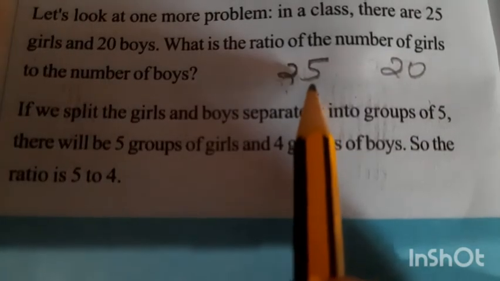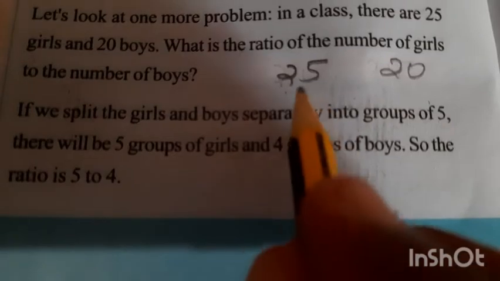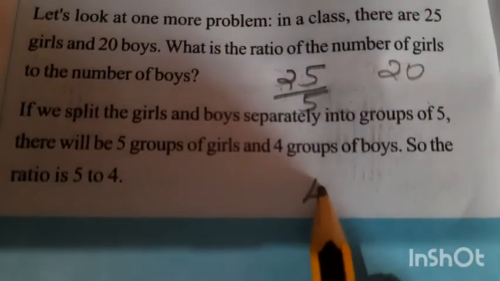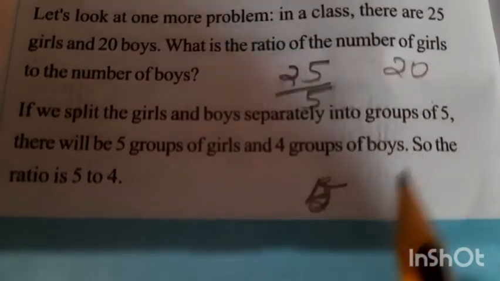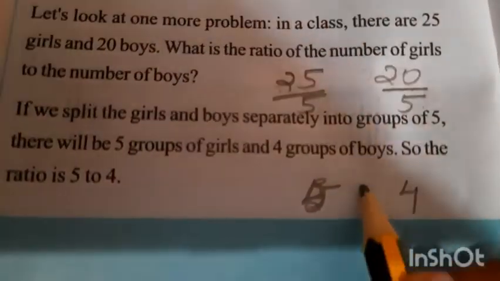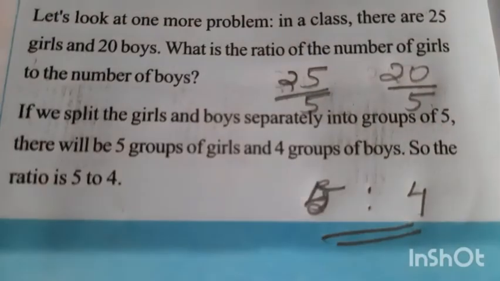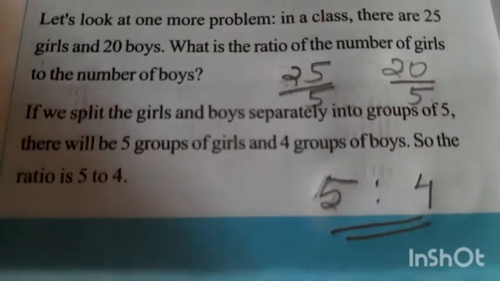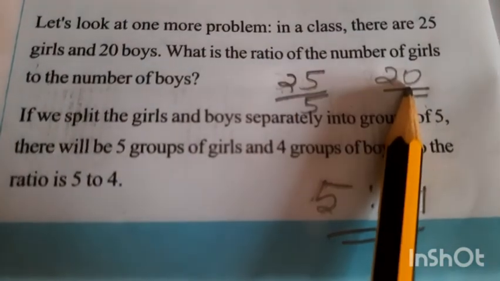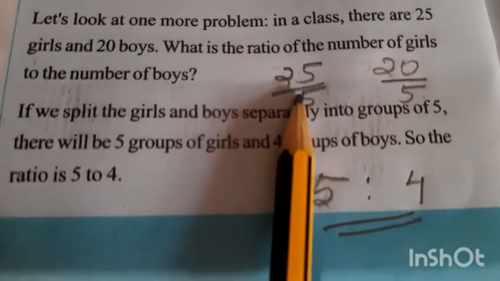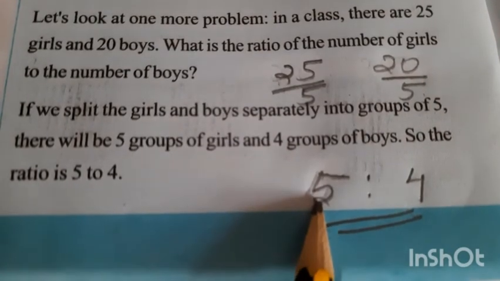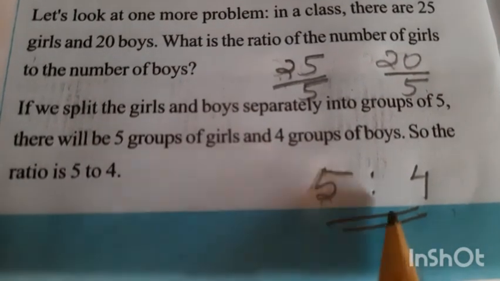Otherwise you have to divide with the common number. So 25 if you divide with the 5, what will you get? 5. Then 20 if you divide with the 5, we are getting 4. So the ratio is 5:4. So girls to boys ratio we are finding out. Number of girls are 25, number of boys are 20. So the ratio of girls to boys is 5:4.